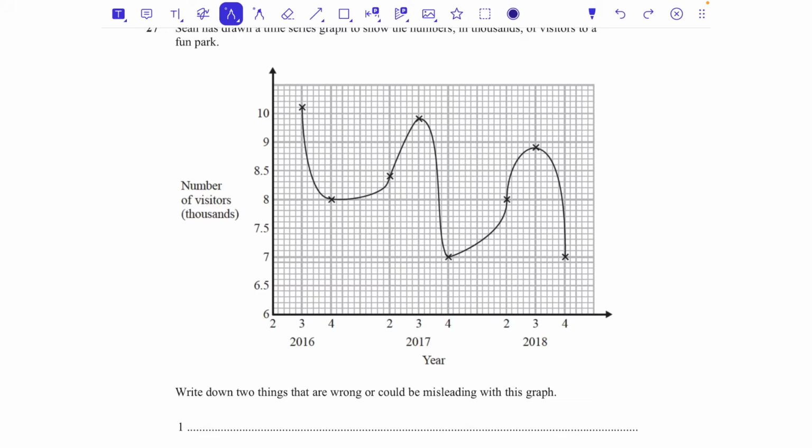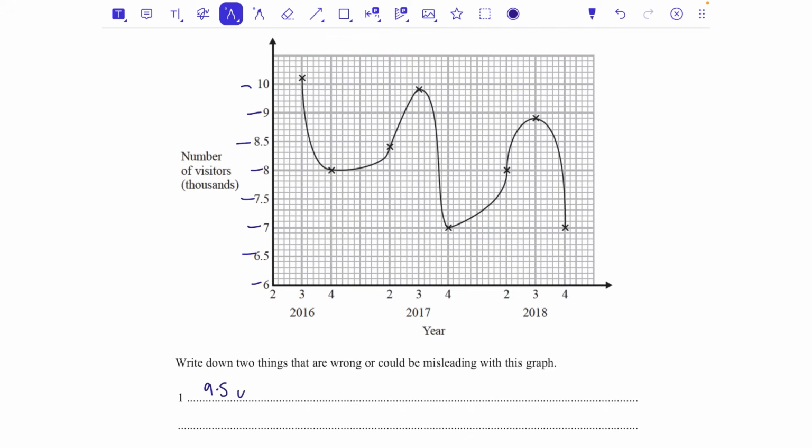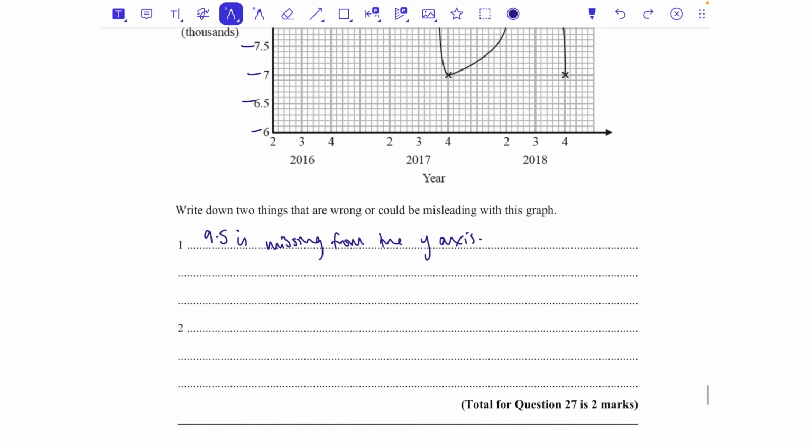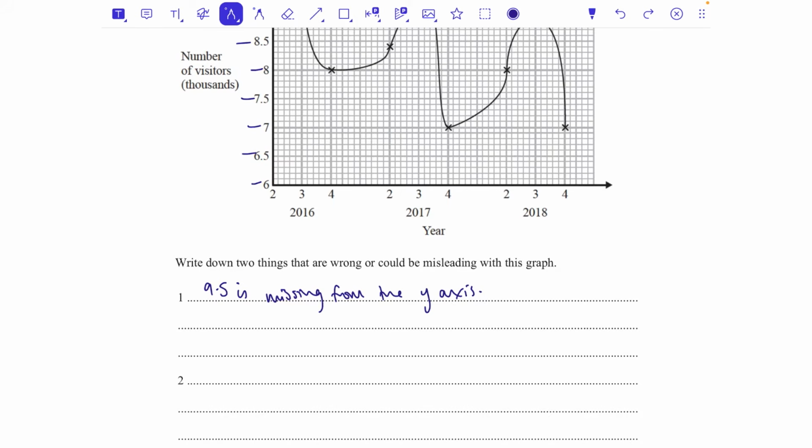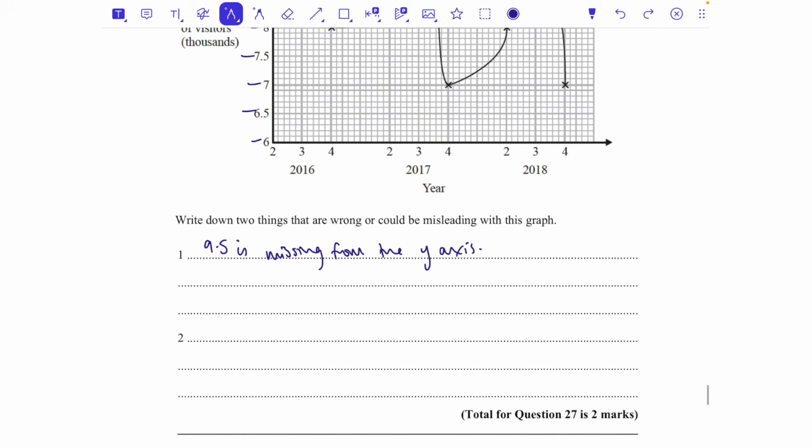The biggest thing I can spot that's wrong is that it goes 6, 6.5, 7, 7.5, 8, 8.5, 9, and then 10. So the first thing I'm going to say is 9.5 is missing from the y-axis. I'm going to be really clear about where I'm expecting to see it. I'm expecting to see it here, well, where the 10 is really, and it's not there, so that's not right. It has to be a linear scale on each of the axes, okay? The other thing, let me read through these. The other thing they would have allowed is that the y-axis did not start at 0. So let's put that y-axis did not start at 0.